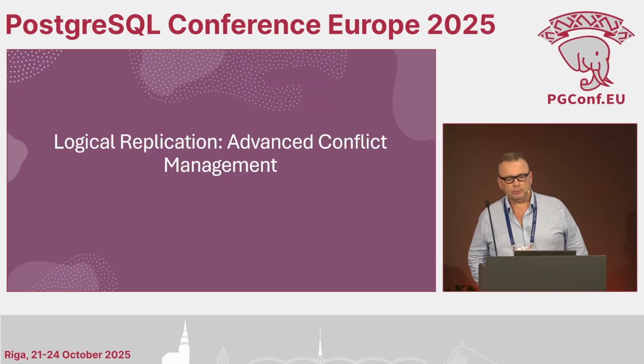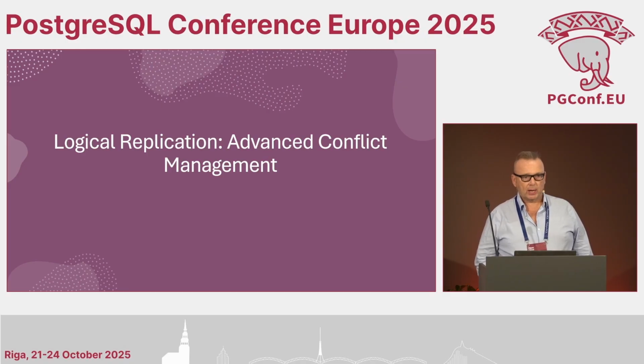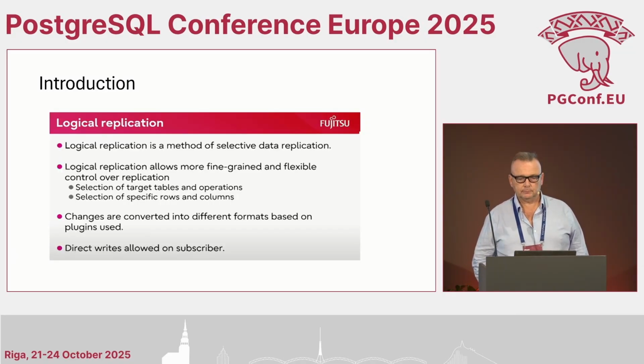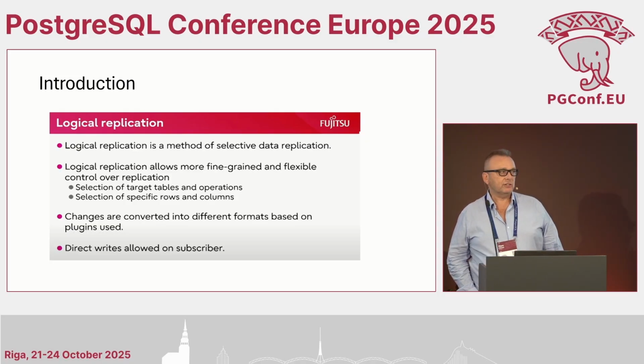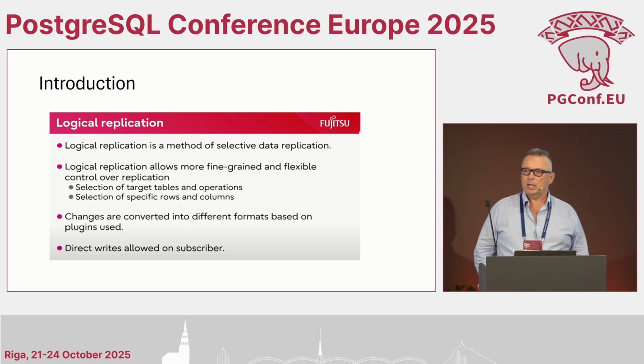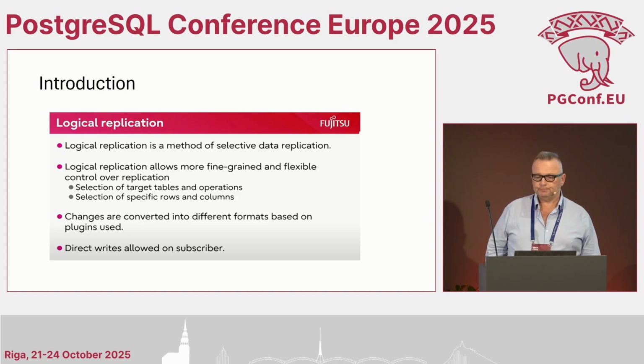So before we delve into conflict management, I'm just going to spend a minute going over what logical replication is. I'm sure you all know anyway, but logical replication uses a publish and subscribe methodology, and it allows you to be more selective with what you're replicating when you're copying data between databases. Whereas physical replication copies data at a block level, logical replication is decoding this and turning it into, if you like, the DML, as it were.